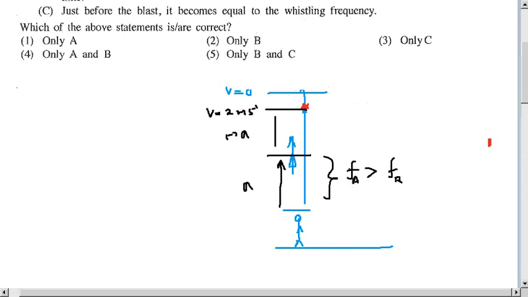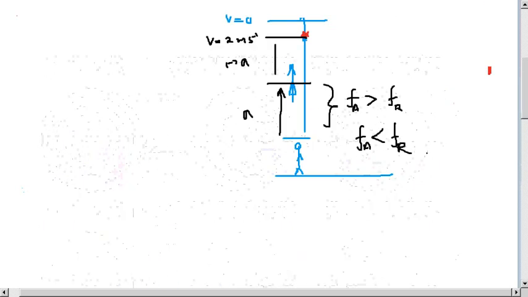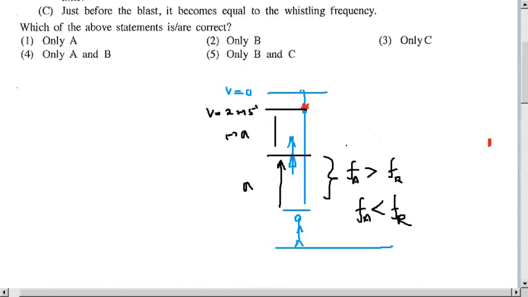But here what has happened? They say increase. So that is wrong. Therefore the apparent frequency, that is the frequency heard by this observer, must be lower than the real frequency. Here it must decrease because it is moving away. So this firecracker is also moving away. Therefore the apparent frequency, the frequency heard by the observer, must be smaller than the real frequency.